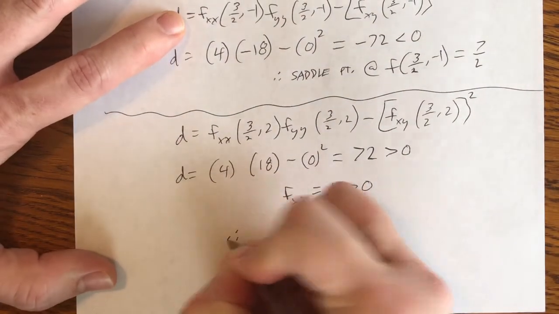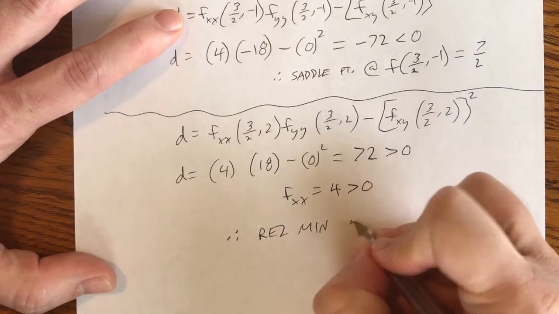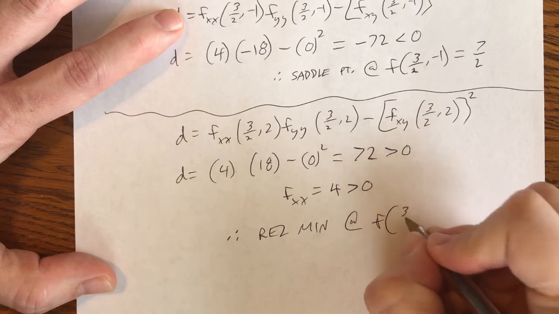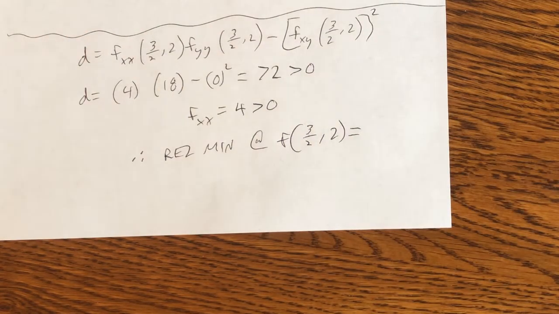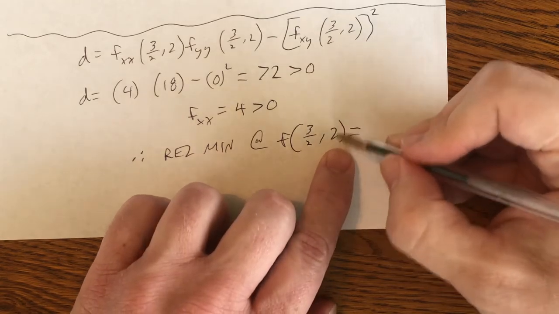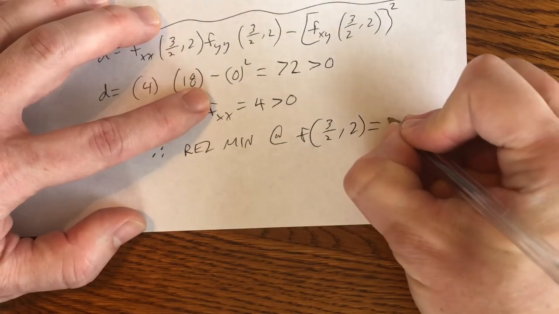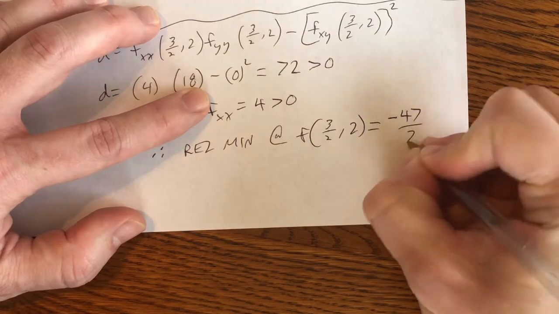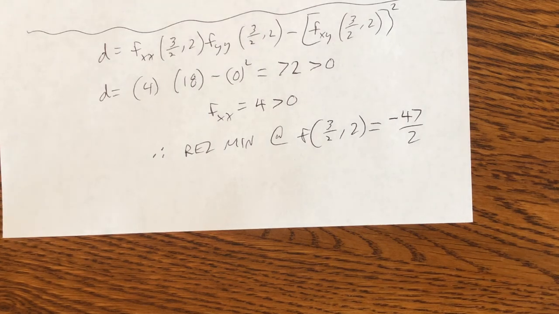So let's write that down. Relative min, where? At f of 3/2, 2 equaling whatever. Again, you got to be able to plug in this x coordinate into every x, this y coordinate 2 into every y in the given function. If you do that correctly, you'll get a negative 47/2. This is actually your minimum right there. Isn't this fun?